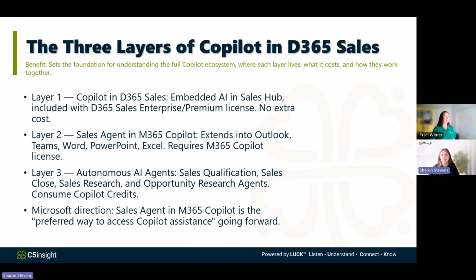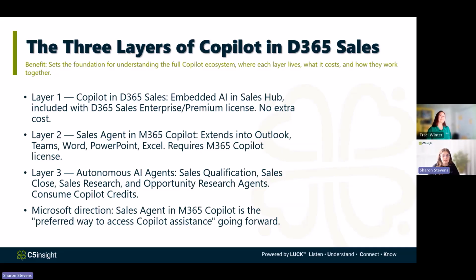Then layer 2 is the sales agent inside Microsoft 365 Copilot. Copilot for sales shows up in your Outlook, Teams, Word, PowerPoint, and Excel. To unlock this one, you need the Microsoft 365 Copilot license, the $30 per user per month one. And the strategic point here, Microsoft has publicly said that this is the preferred way to access Copilot going forward. So if you're planning roadmap items, this is where you'll want to land, ideally.